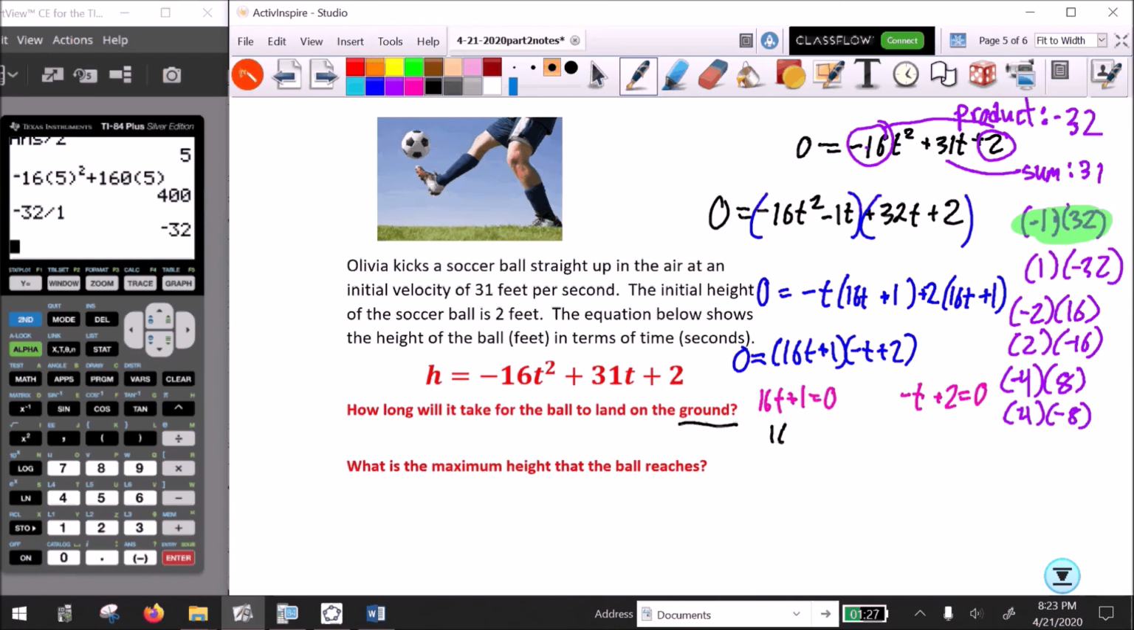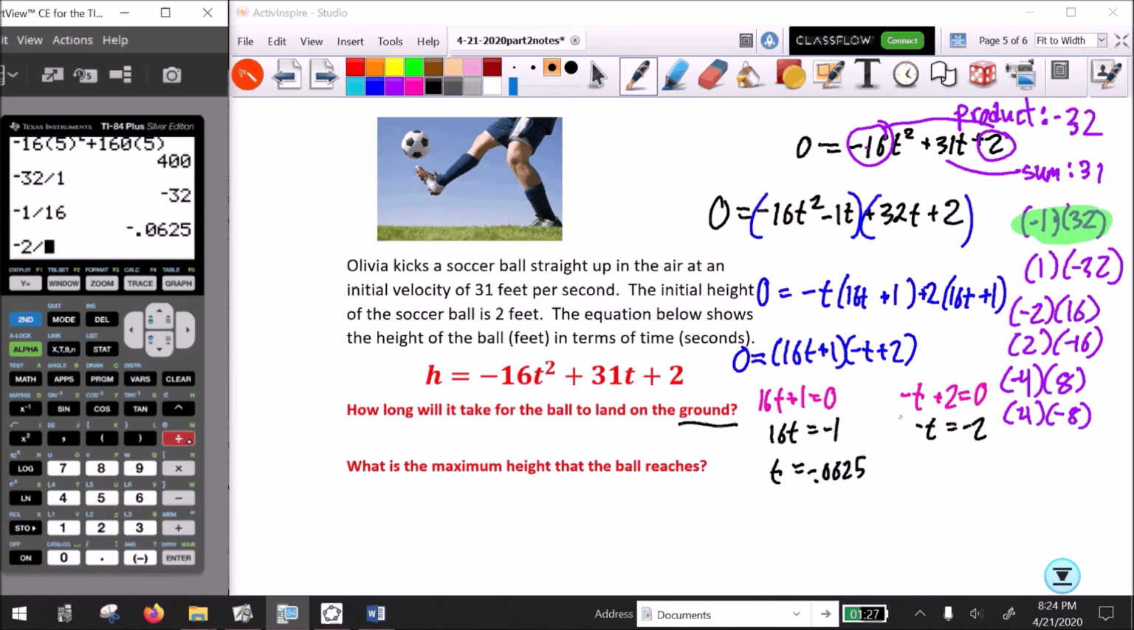Subtract 1, divide by 16. We get negative 0.0625. So time is negative 0.0625. Over here, subtract 2, and then divide by negative 1. So we get negative 2 divided by negative 1, and we get positive 2 as our answer.